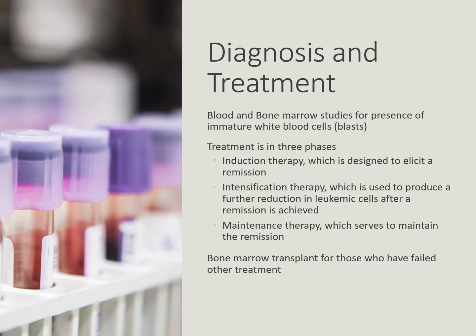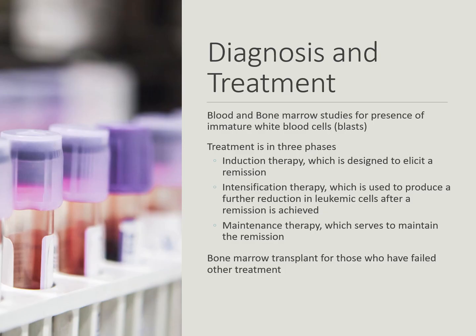The next phase is something called intensification therapy. And this is used to produce a further reduction in leukemic cells after we achieve remission. So there are certain numbers of leukemic cells we look for to say, yes, we're in remission. And then we move into the next phase, or this intensification phase, where our goal is to drive down the numbers of those leukemic cells even further. Okay. And then in maintenance therapy, we are working to just maintain that stage of remission.